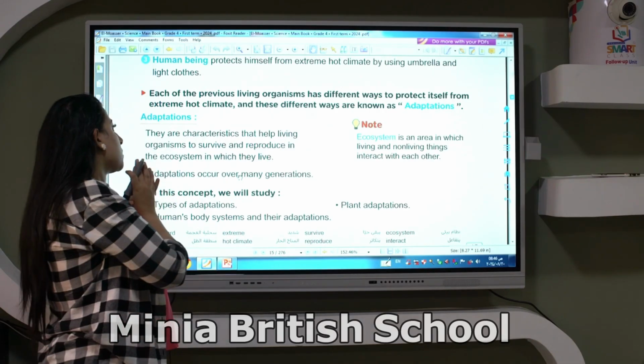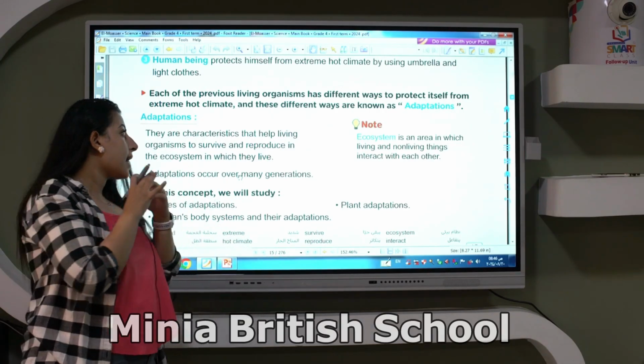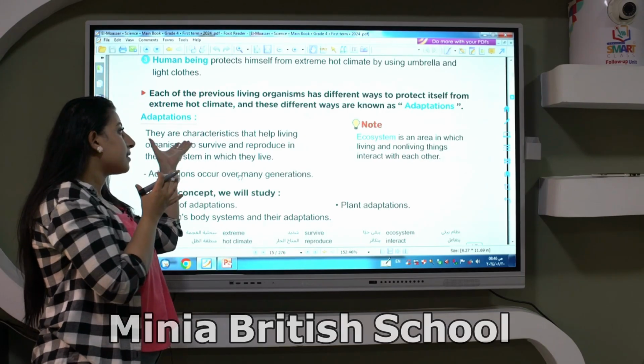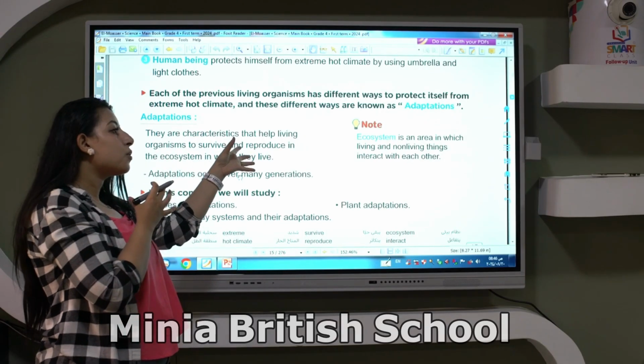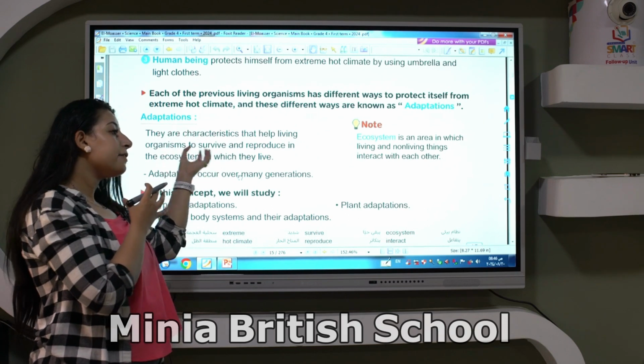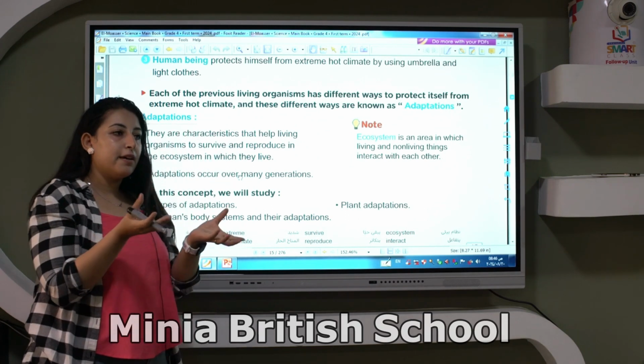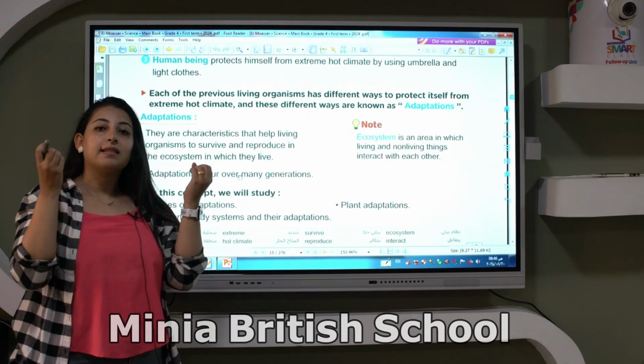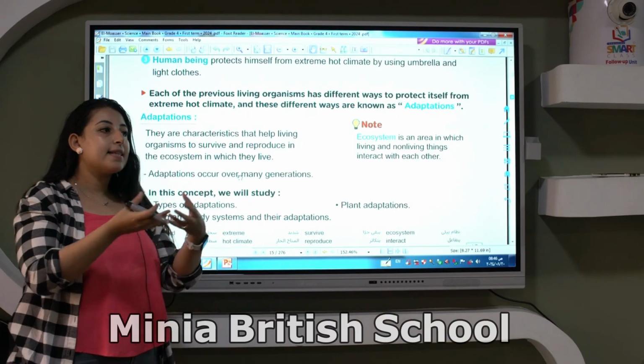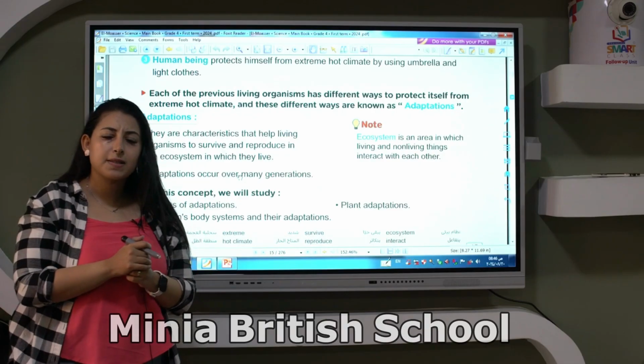Okay? So, what is adaptations? Adaptations are the characteristics that help living organisms to survive and reproduce in the ecosystem. Some behaviors or some features that living organisms do to adapt with their environments.